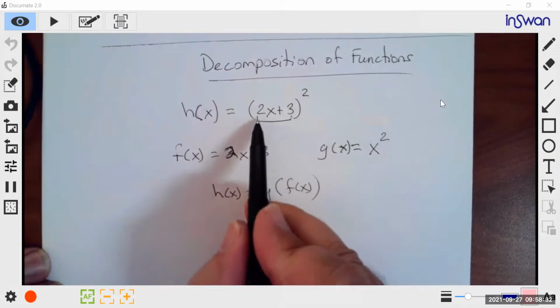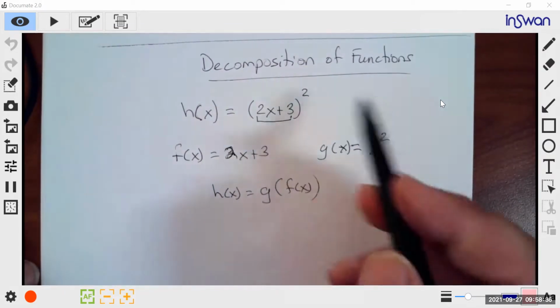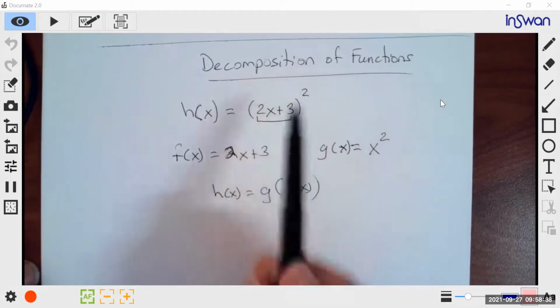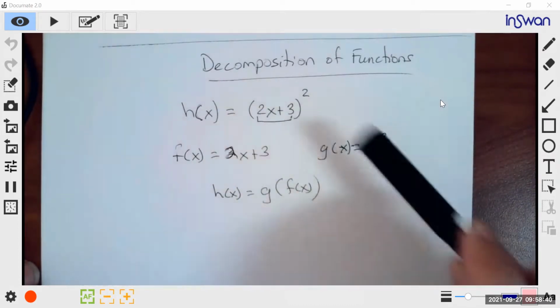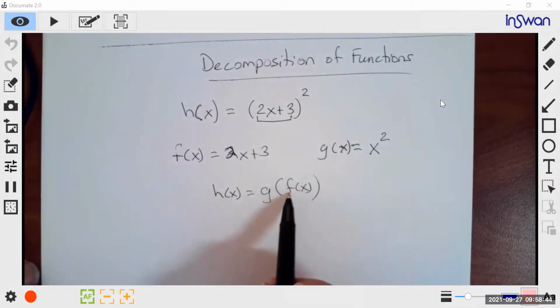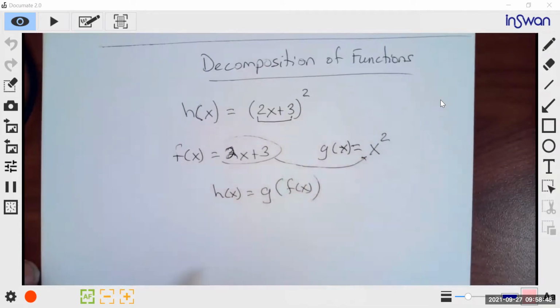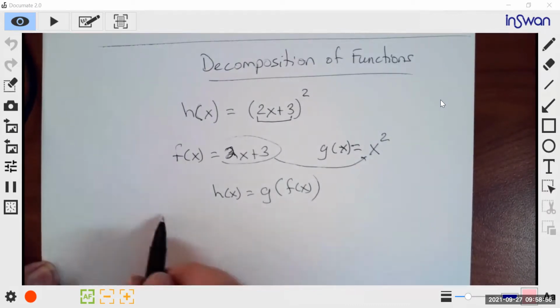So you look for a basic, a small equation. That's one of the functions. And then the second, where is that one? If I replace this whole thing with x, I'd have another function. So this function goes inside there, and I have the h of x. So that's how you look to try to decompose a function.